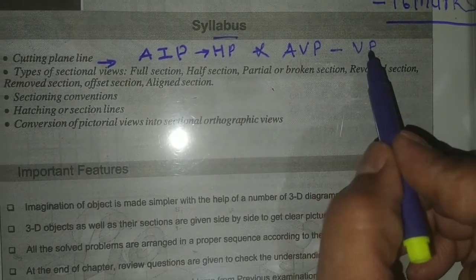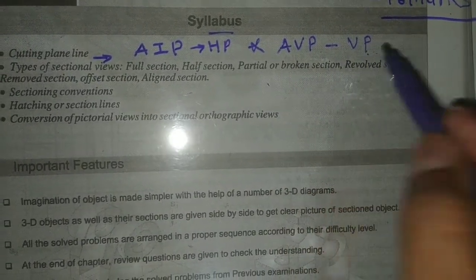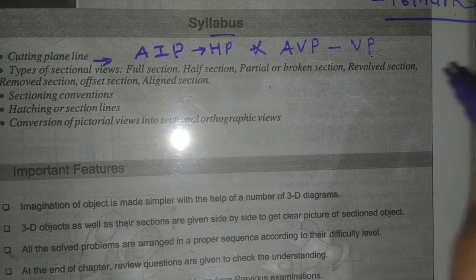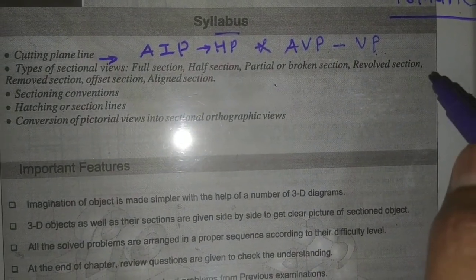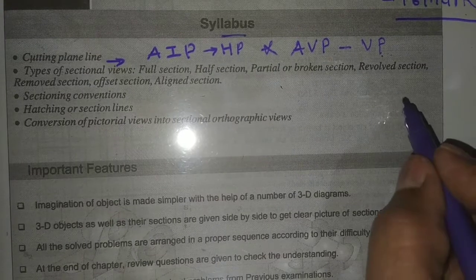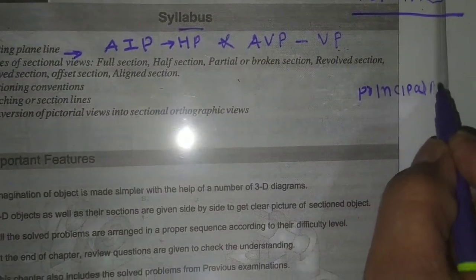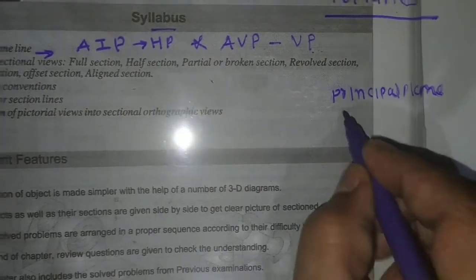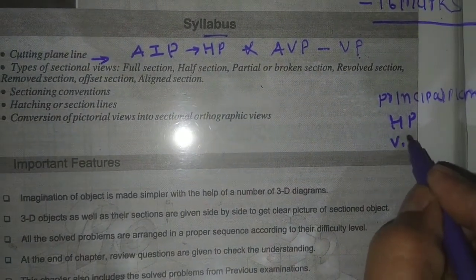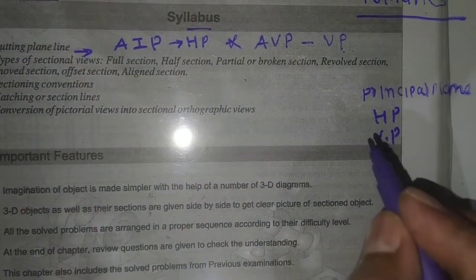But here the cutting plane is always perpendicular. In this chapter, the cutting plane is always perpendicular to one of the principal planes, that is HP, VP or PP. Okay.